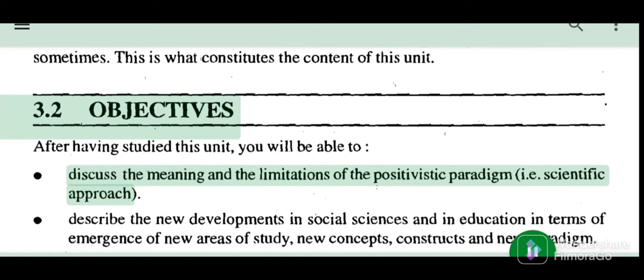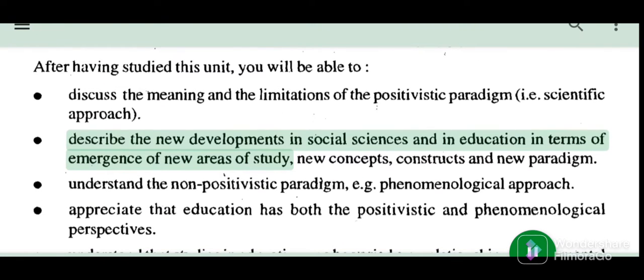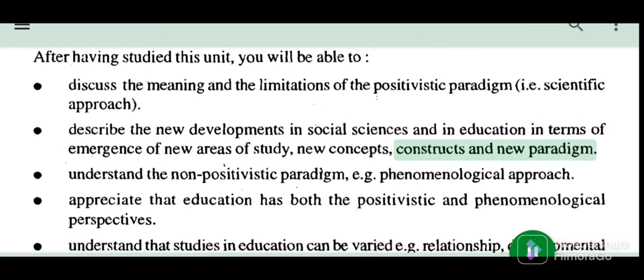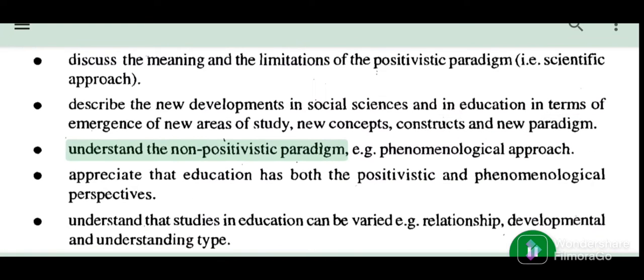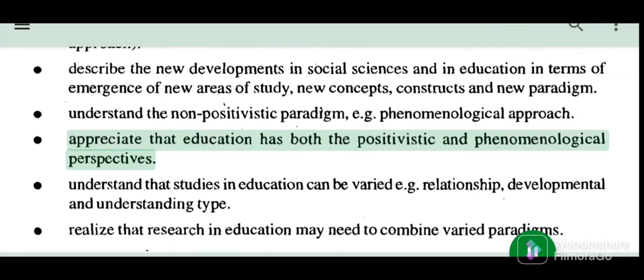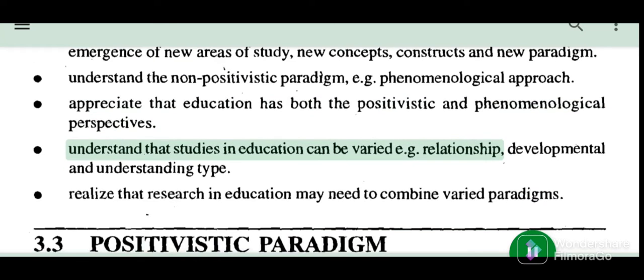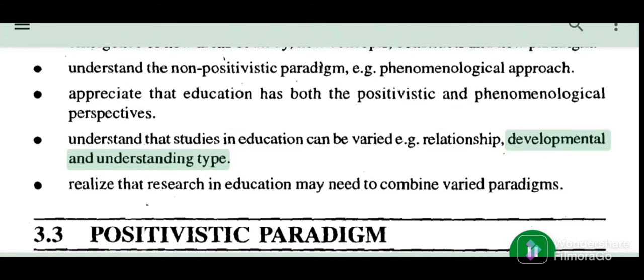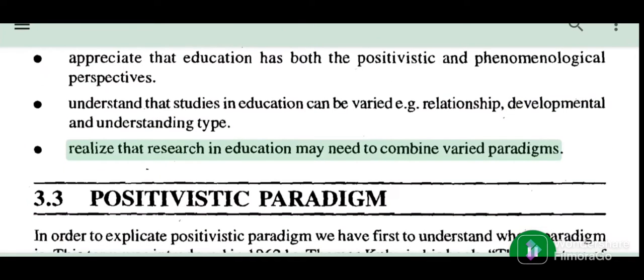3.2 Objectives. Discuss the meaning and the limitations of the positivistic paradigm, i.e. scientific approach. Describe the new developments in social sciences and in education in terms of emergence of new areas of study, new concepts, constructs and new paradigm. Understand the non-positivistic paradigm, e.g. phenomenological approach. Appreciate that education has both the positivistic and phenomenological perspectives. Understand that studies in education can be varied, e.g. relationship, developmental and understanding type. Realize that research in education may need to combine varied paradigms.